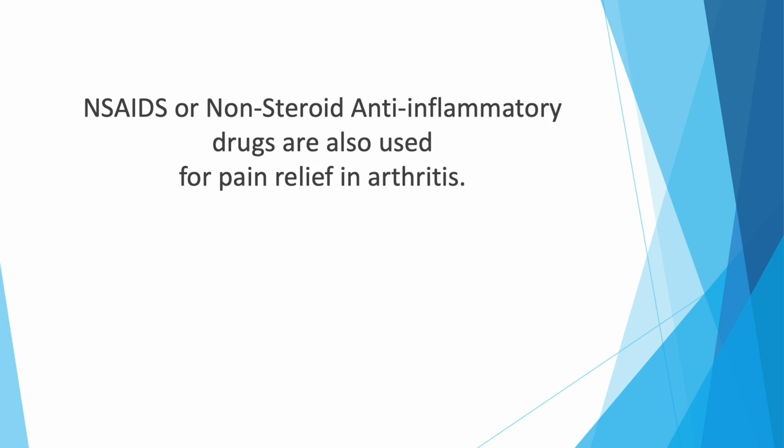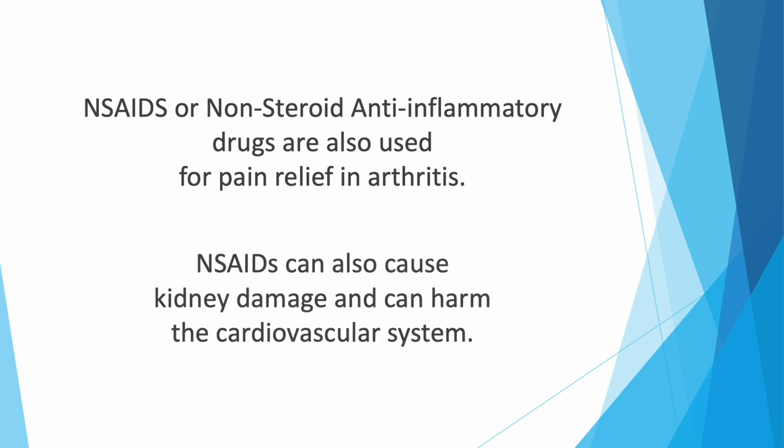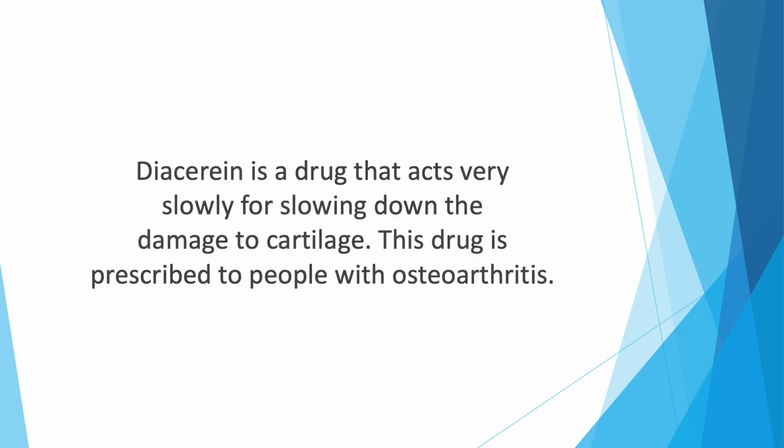Some examples of these drugs include aspirin and ibuprofen. The problem, however, is that the likelihood of side effects is higher with NSAIDs as compared to acetaminophen. NSAIDs can also cause kidney damage and can harm the cardiovascular system. Diacerein is a drug that acts very slowly for slowing down the damage to cartilage. This drug is prescribed to people with osteoarthritis. Although the drug is more effective than placebo, it increases the risk of diarrhea.